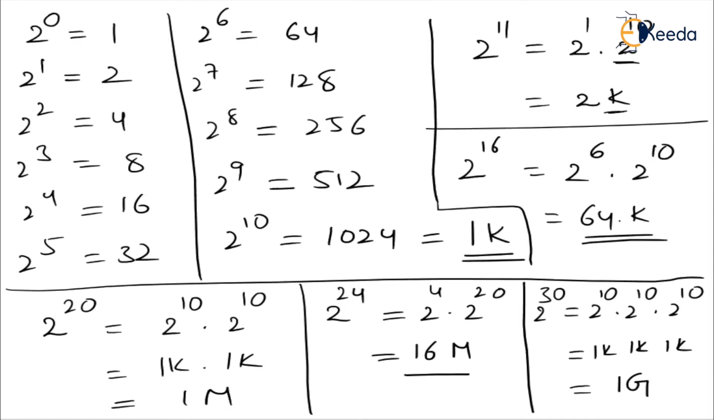Right? Now, what I am telling about is memory segmentation. In order to clearly know about this, we should know about all these things. What is 2 power 0? 64k means how much? 2 power 16.